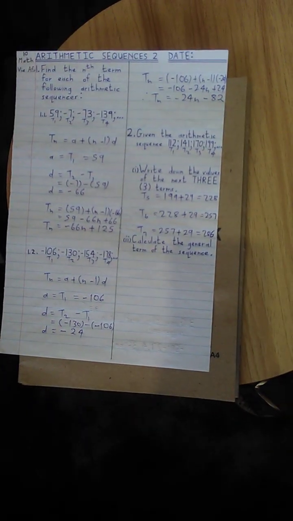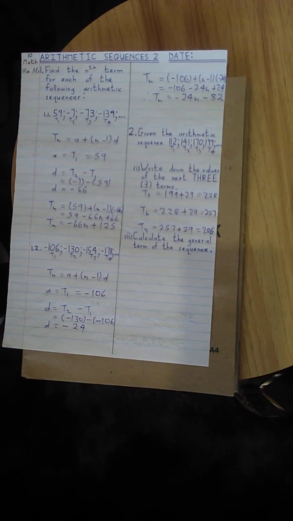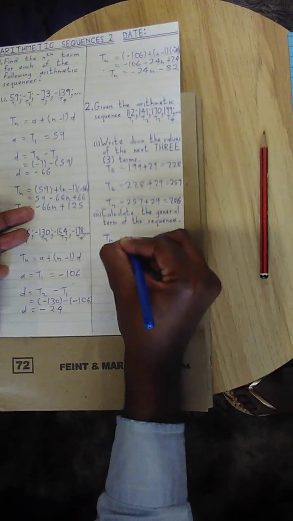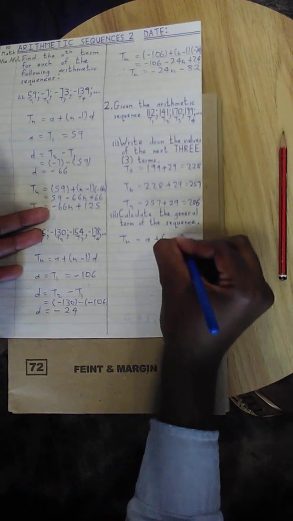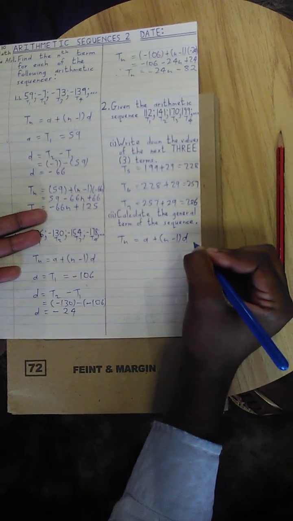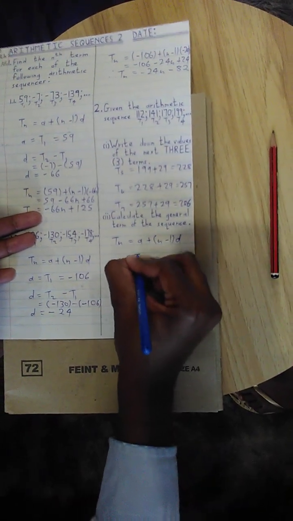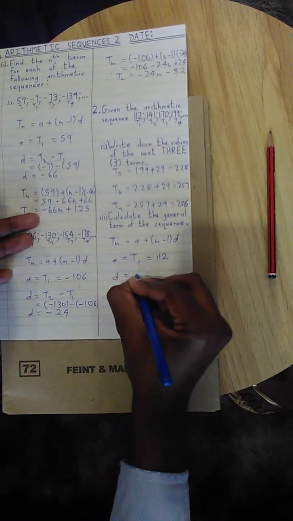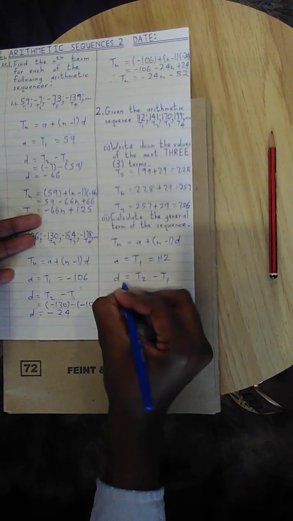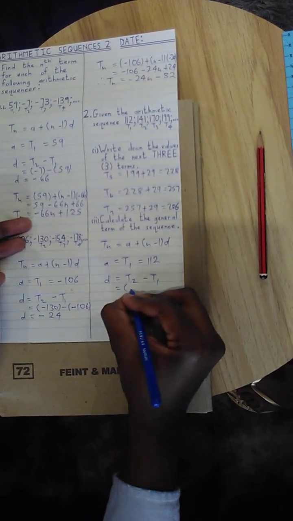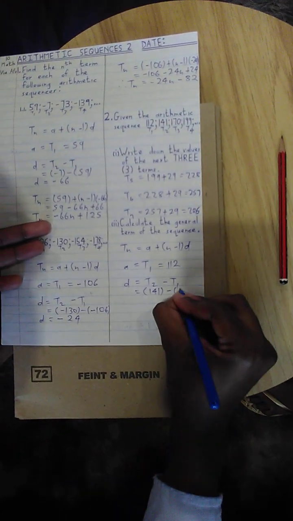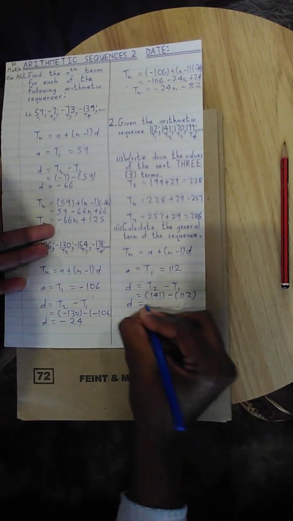Roman numeral number 2 states, calculate the general term of the sequence. So do we have enough space? Okay, we do. So general term, start with the formula. Tn is equal to a plus n minus 1 d. Right? So a is T1, which is 112. d is T2 minus T1, which is 141 minus 112. So d is 29.